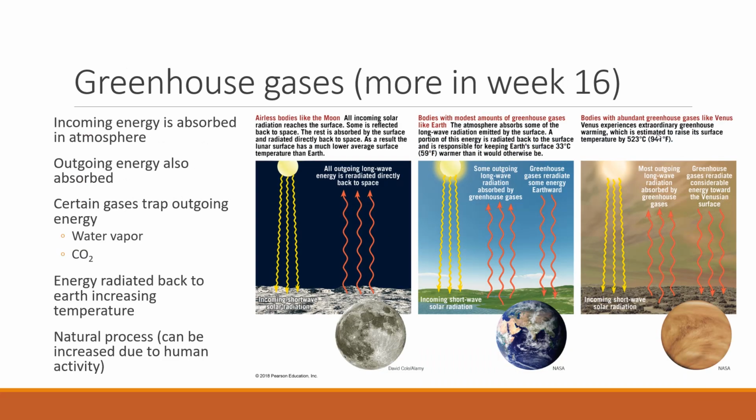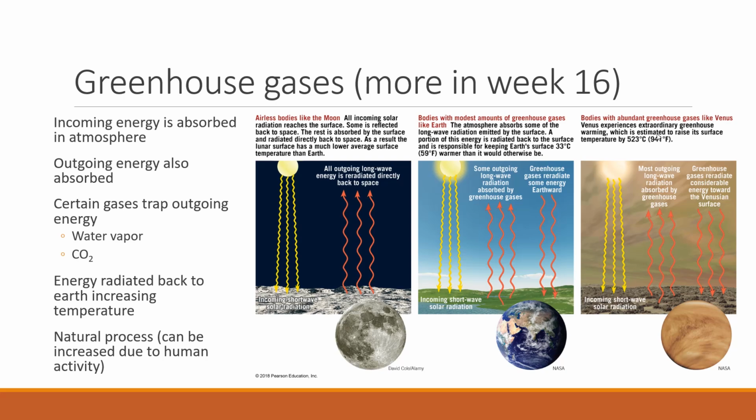Greenhouse gases. We'll talk more about these in week 16, but basically incoming energy gets absorbed in the atmosphere. Outgoing energy can also be absorbed in the atmosphere, and that's what greenhouse gases do. So certain gases will trap that outgoing energy. Two of the big ones that do it are water vapor and carbon dioxide, which are both pretty common in our atmosphere. So if this energy gets trapped by these gases, it gets radiated back to the earth, which ends up increasing the temperature. It's a very natural process.